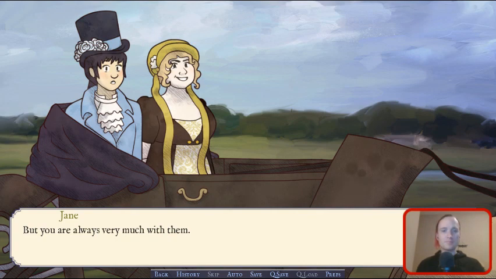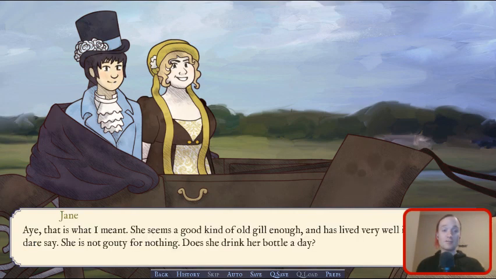But you're always very much with them. Yes, very much. Aye, that was what I meant. She seems a good kind of old girl enough, and has lived very well in her time, I dare say. She's not gouty for nothing. Does she drink her bottle a day?